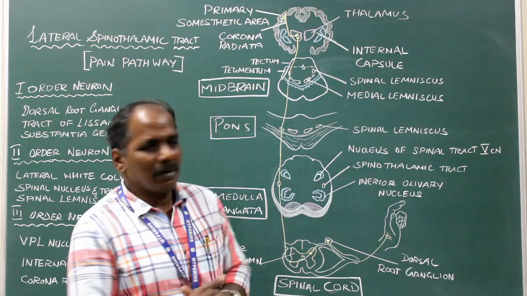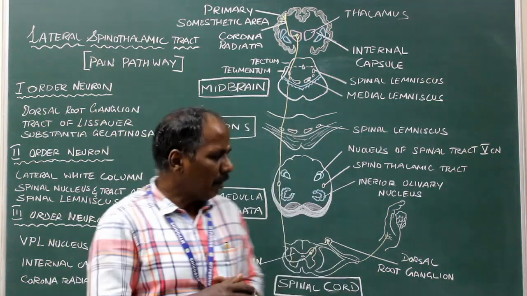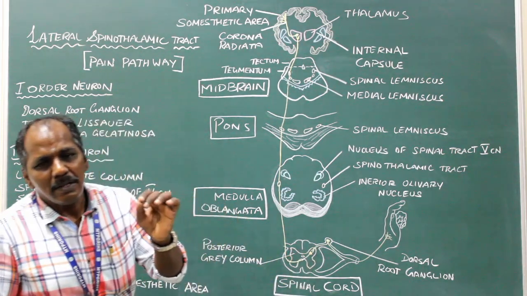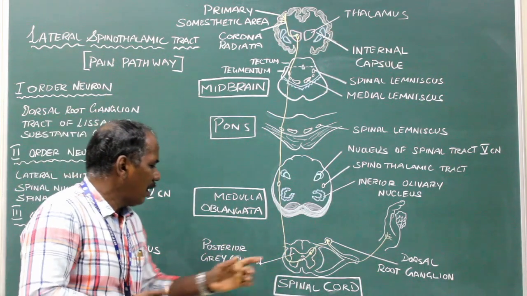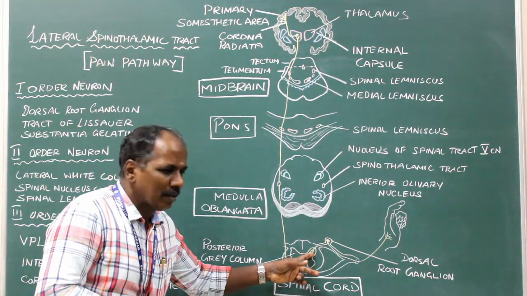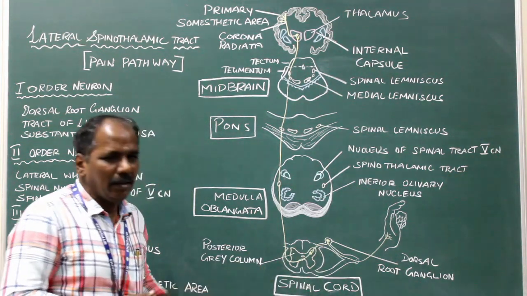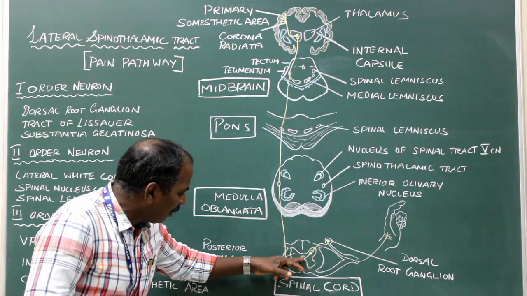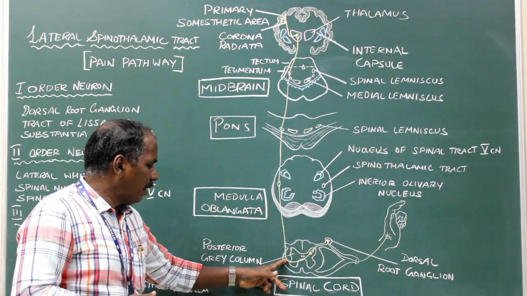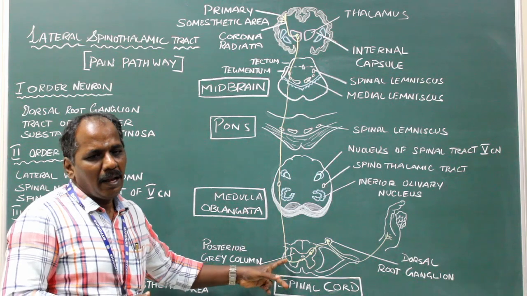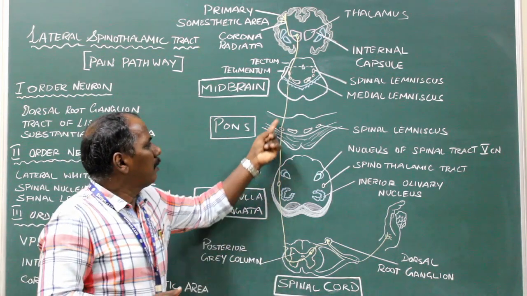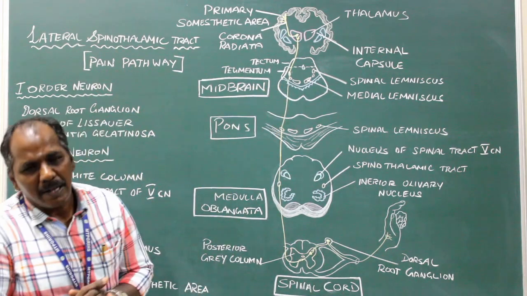The second order neuron. The second order sensory neurons arise from the posterior horn cells, cross obliquely through the anterior gray and white commissure, reach the lateral white column, and ascend in the contralateral white column as the lateral spinothalamic tract.